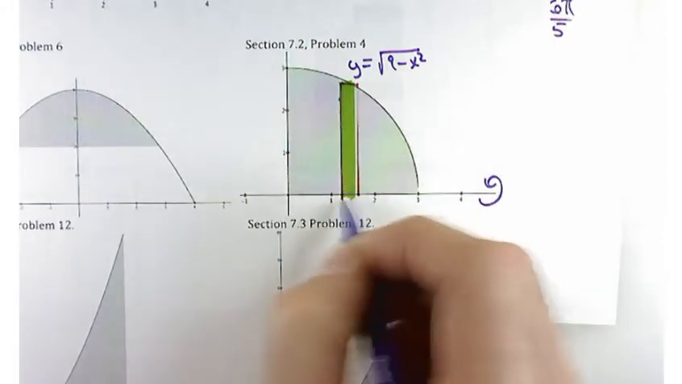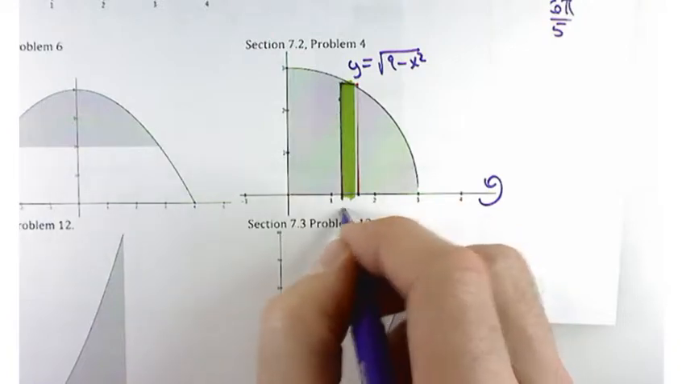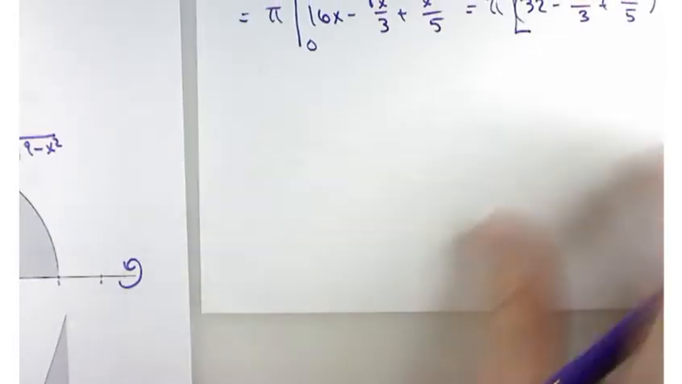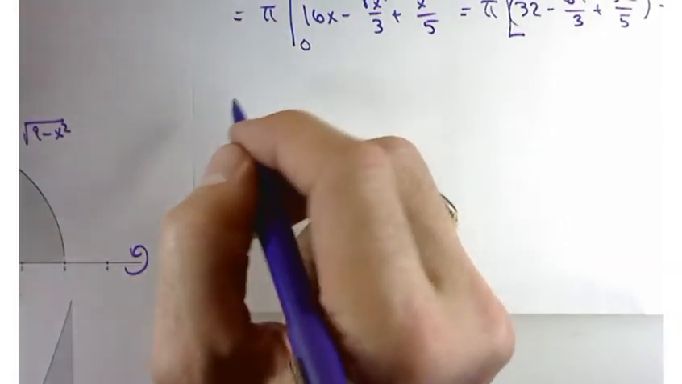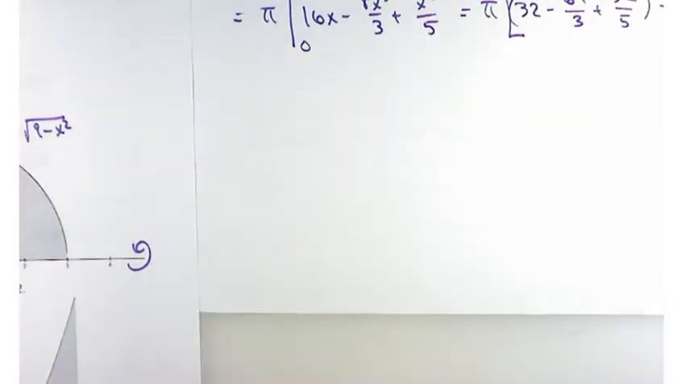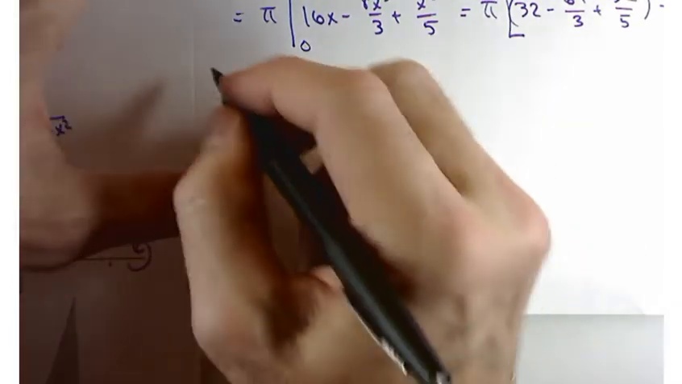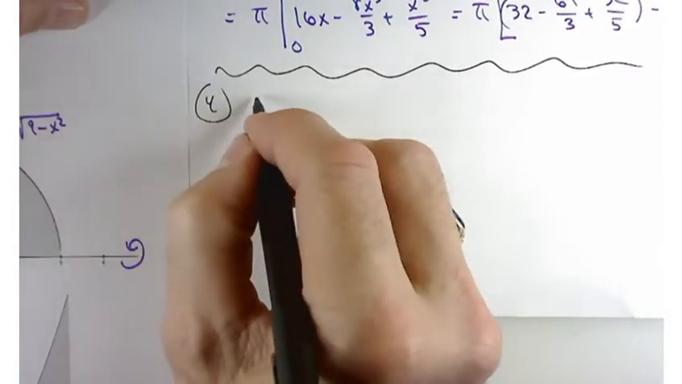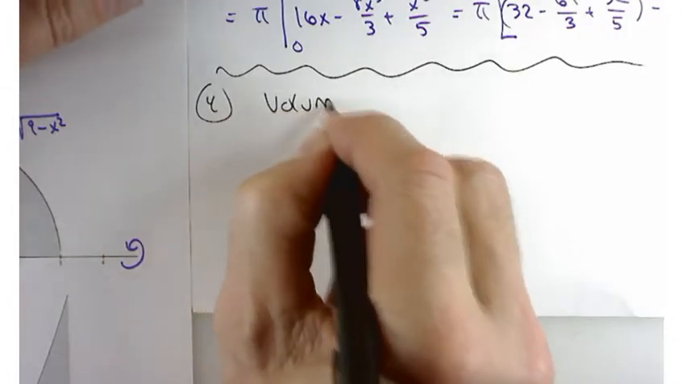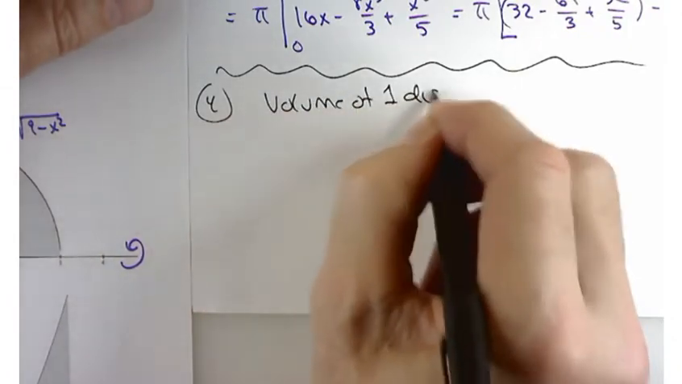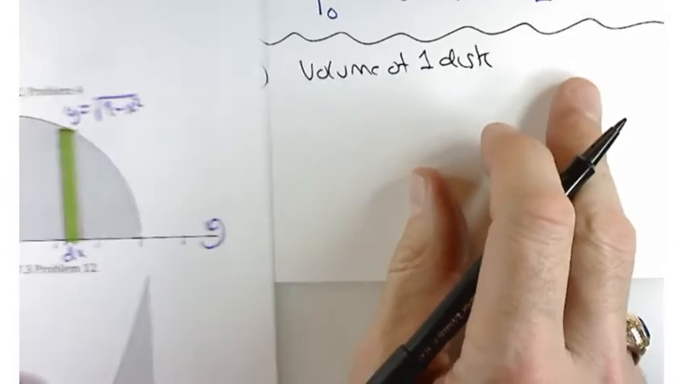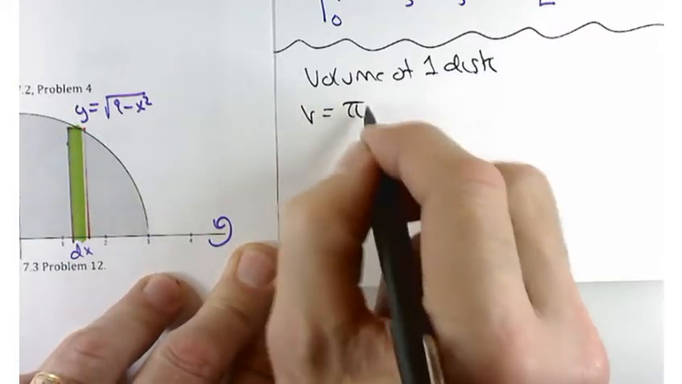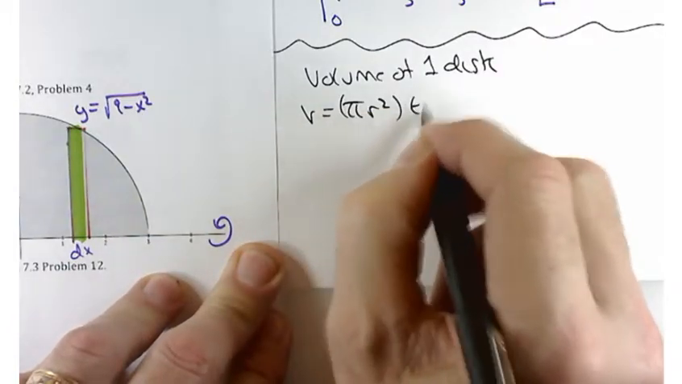What's the thickness of this slice? dx. Yeah, good. Not a trick question there. It's dx thickness. Let's see about finding the volume of that one disk. So, problem number 4. Volume of one disk. Well, volume as before is going to be pi r squared times the thickness.